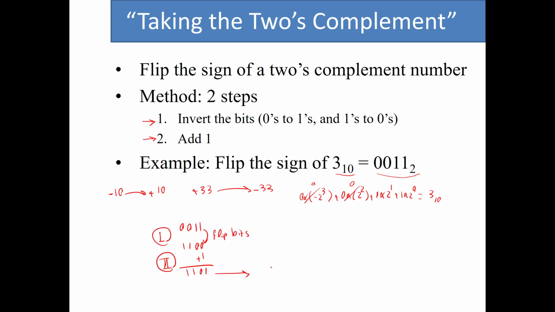So this one had a weight of negative 2 to the 3 plus the next one had a weight of 2 to the 2. The next bit had a weight of 2 to the 1. And finally the last one had a weight of 2 to the 0. So we have negative 8 plus 4 plus 1, this last one, equals negative 3.